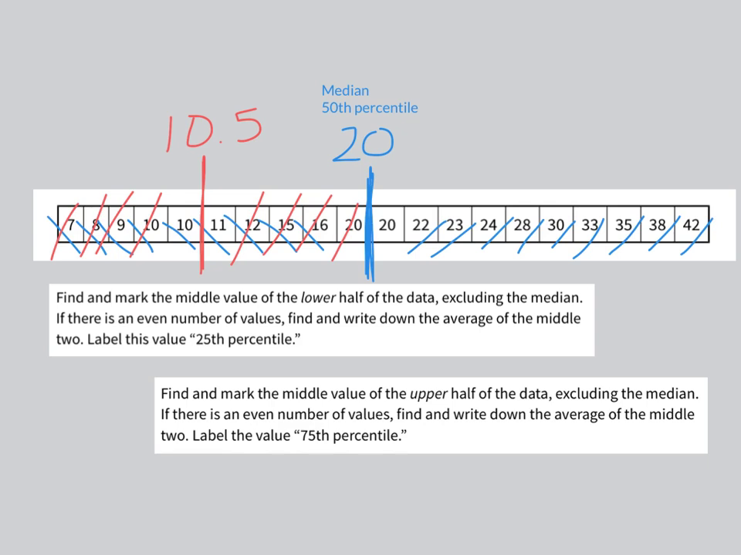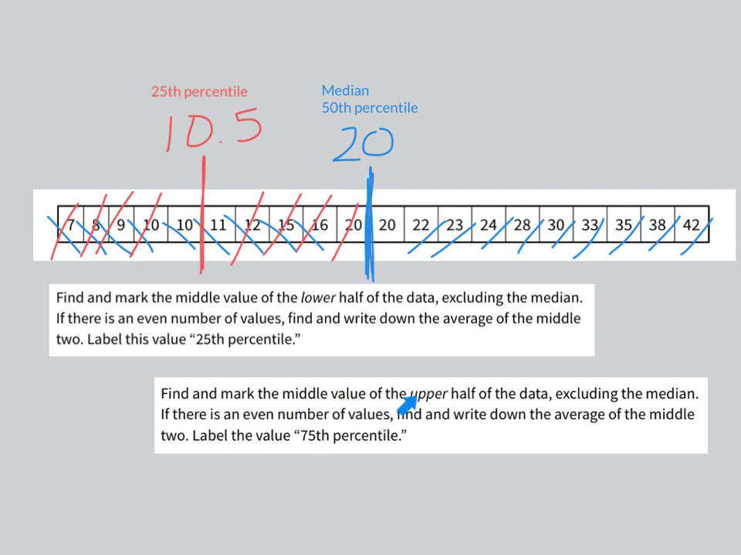And again, let's label that. So we are going to call that the 25th percentile. If you're making some connections here, you might think about the fact that we just talked about taking half the data, this half, which is 50%, and breaking it up into another half, that's 25%. All right, let's do that again.